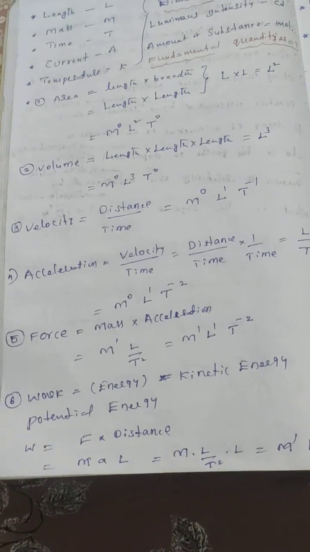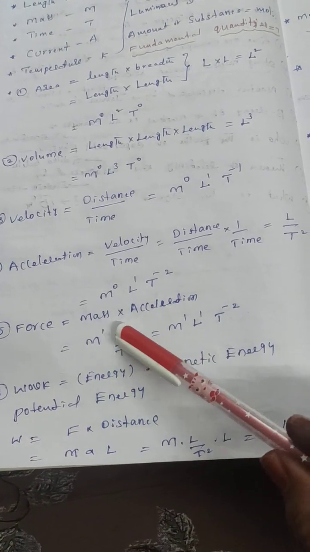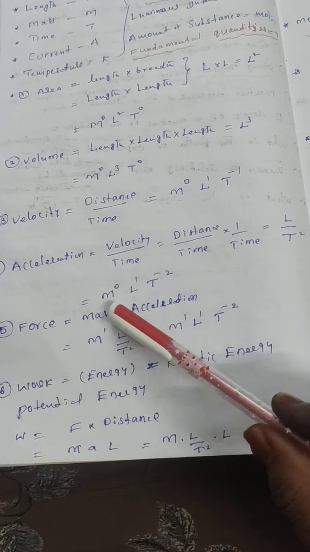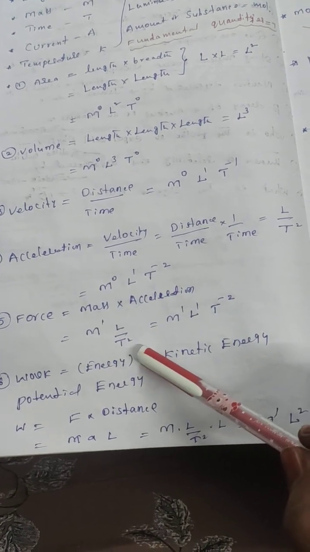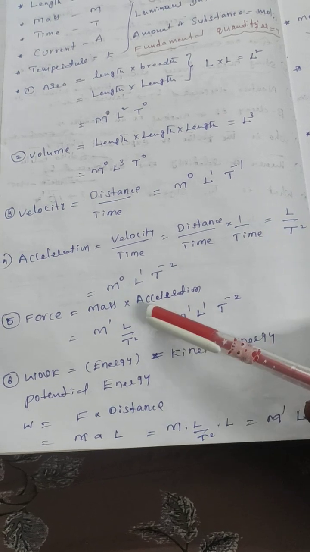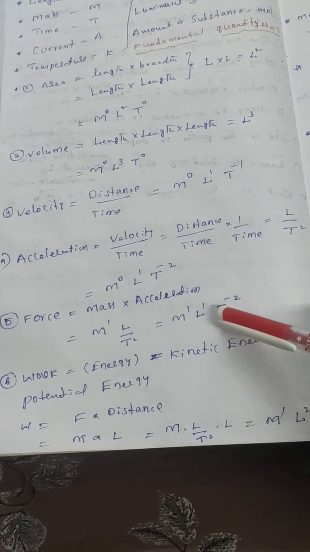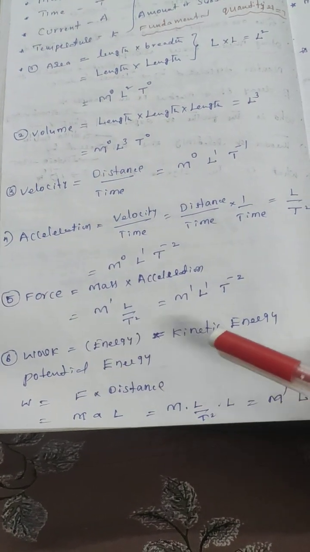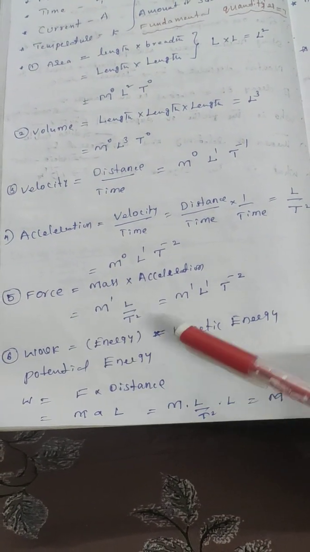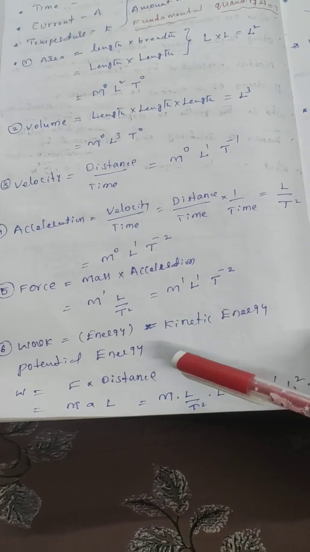Force. Force is mass into acceleration. F is equal to ma. Mass is capital M. Acceleration is L by T square. M power 1, L power 1, T power minus 2. Next, work. Work, energy, kinetic energy, potential energy: all these physical quantities have the same dimensional formula.